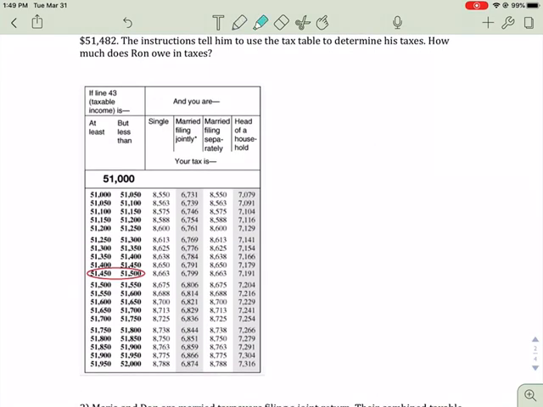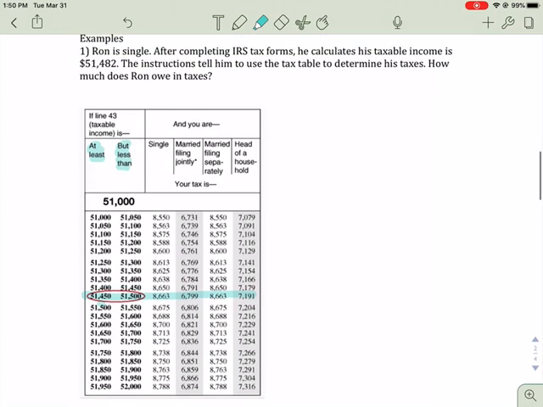Let's find out how much he owes. All right, so this is the tax table for $51,000. If you look, we have the words "at least" and "but less than," which means that we're looking from the smallest to the biggest, and in between those two numbers we're going to find the $51,482. So we're going to have to come down here, and it is circled, so $51,450 to $51,500 is where we're going to find his interval.